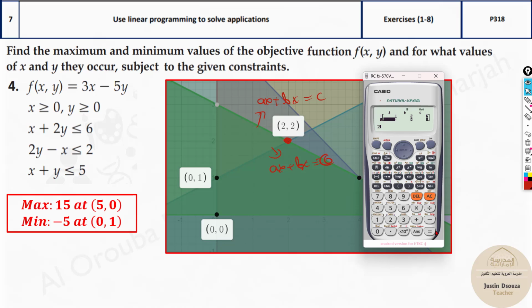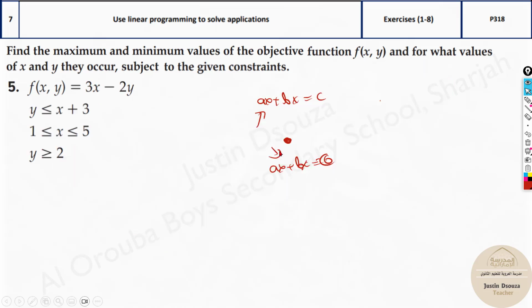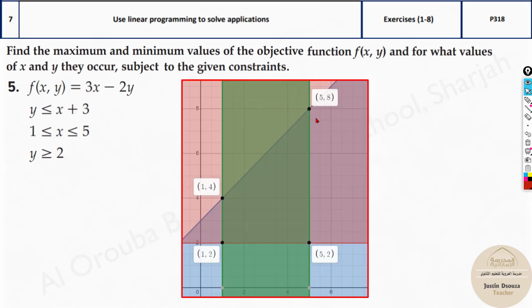Now write the coefficients of x first. Remember, a is always x. If you write 2, it's wrong. So I need to write minus 1, then comes 2, and lastly we have 2. See, ax plus by equals c. Now the vertex is 2, comma 2. That's how we get it. Whenever we have two equations, just put the two equations in the calculator in standard form and solve it out. And even over here, you can easily solve them up.